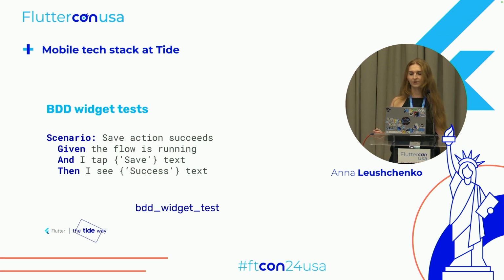Then we use a code generating package called bdd_widget_test to have Dart tests generated out of this text. This package already provides a lot of implementations for standard actions like I tap text and verifications like I see text. And for unknown steps like the flow is running, it would just generate a Dart method stub where we would put our own implementation.